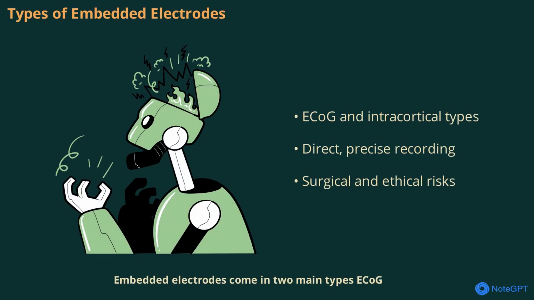Embedded electrodes come in two main types: ECoG, which are placed on the cortical surface, and intracortical electrodes, which are inserted directly into brain tissue. These methods allow direct recording of neural activity with high precision, providing access to fine-grained information. However, they involve surgical risks, potential infection, and long-term ethical considerations. These techniques blur the line between neuroscience and biomedical engineering.